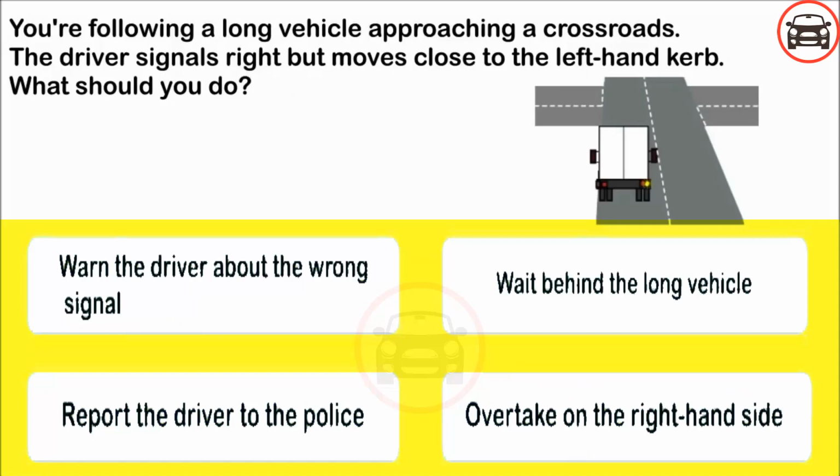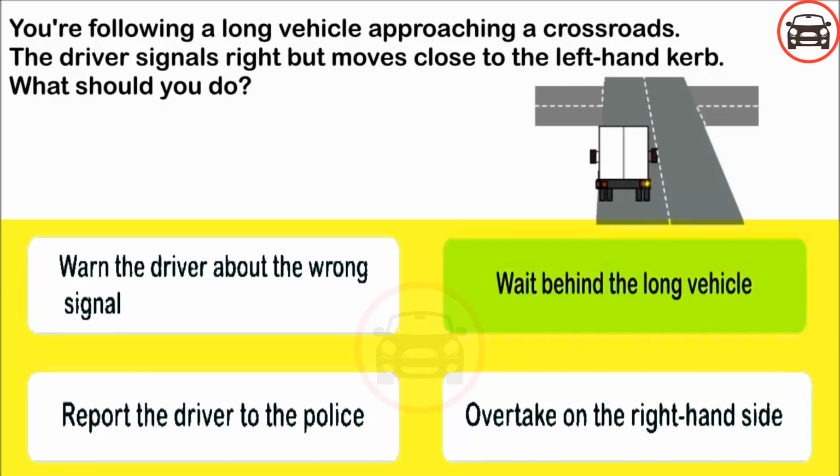You're following a long vehicle approaching a crossroads. The driver signals right but moves close to the left-hand curb. What should you do? Warn the driver about the wrong signal. Wait behind the long vehicle. Report the driver to the police. Overtake on the right-hand side. Wait behind the long vehicle.